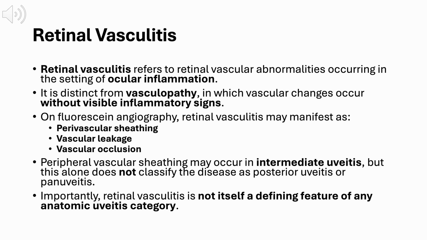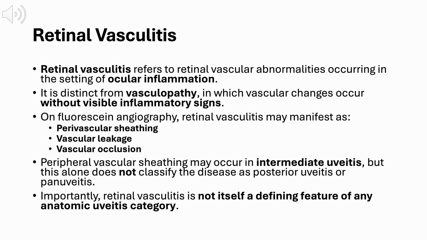Retinal vasculitis deserves careful definition because the word is easy to misuse. It means retinal vascular abnormalities occurring in the setting of ocular inflammation. Here's the plain language distinction. Vasculitis means the vessels are inflamed, whereas vasculopathy means the vessels are damaged or abnormal, but without visible inflammation. Same looking plumbing problems, but only one has active inflammation driving it.